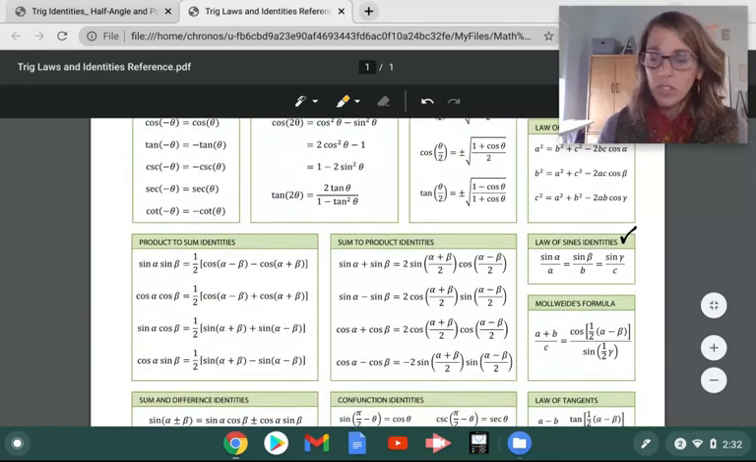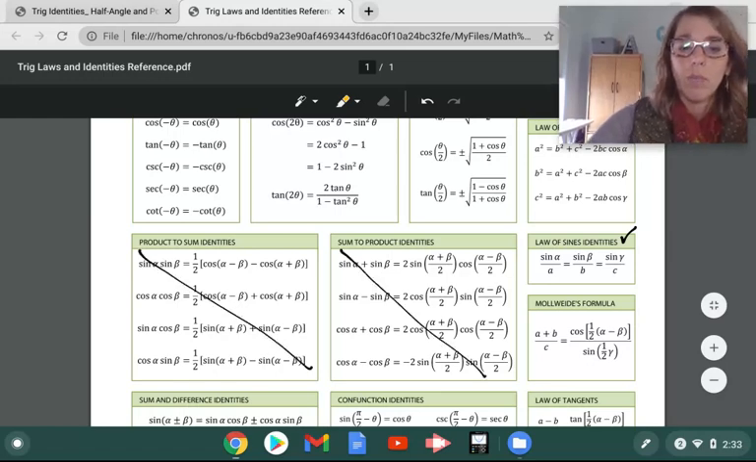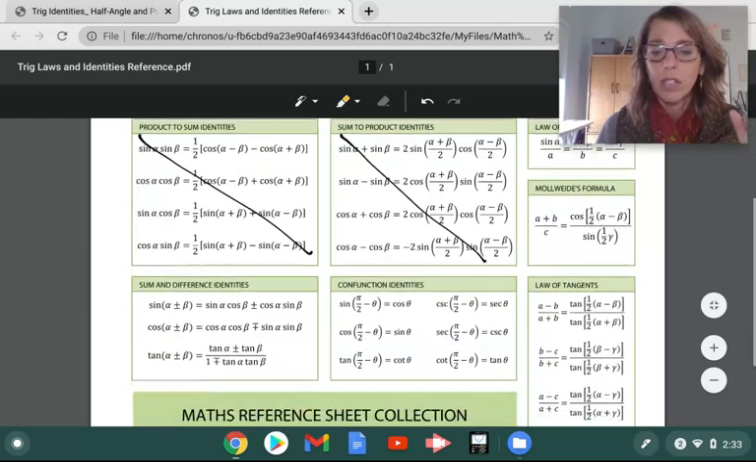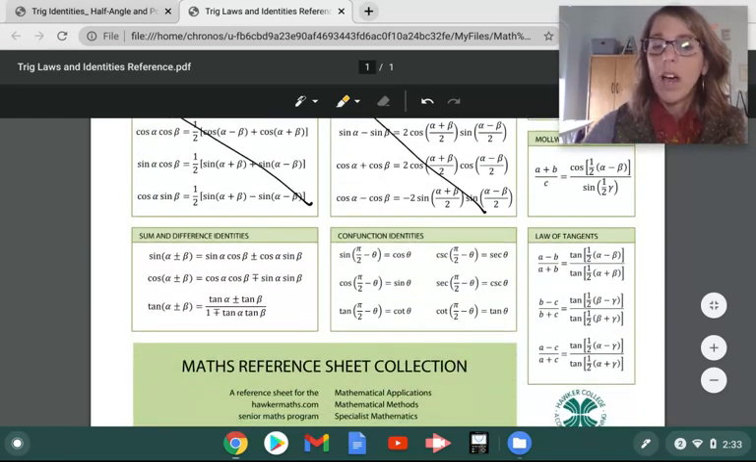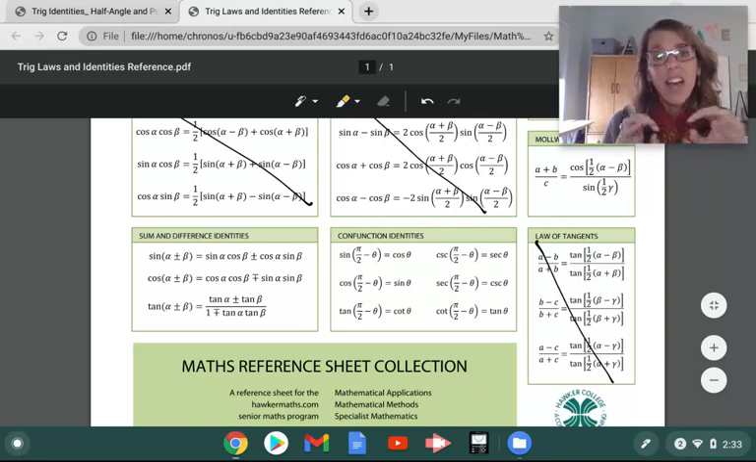The ones that we just don't have time to cover in class are the product to sum, so you can put a line through that one. The sum to product. We are doing the sum and difference, the cofunction. We are not looking at the law of tangents. Now, if you don't want to cross these out, that's fine. But if you want to maybe just put a star next to them so that you know when you are solving an equation or verifying an identity, none from those groups are going to pop up.